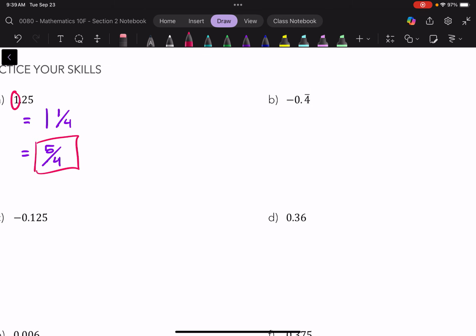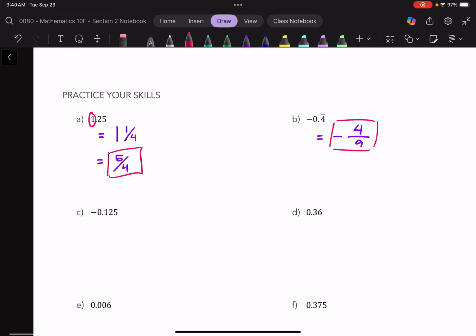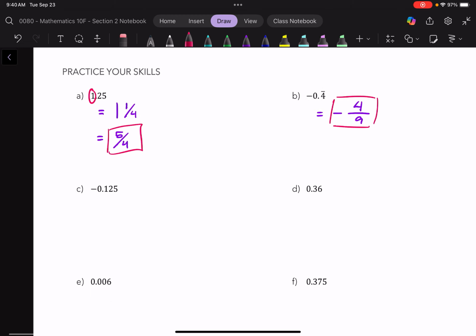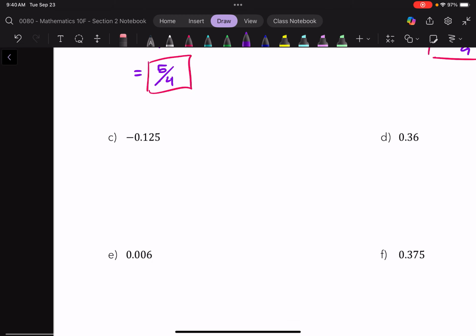B, I have a repeating decimal, and I'm going to have a fraction with a denominator of 9s. There's only 1 digit repeating, which means I only have one 9 in the denominator. The digit repeating is a 4, and my final answer could not be reduced. So this is what I've got, -4 over 9. The next one, again, I have a negative decimal, so I'm going to have a negative fraction. When I look at 0.125, I'm immediately thinking, hey, that's my sight fraction. My sight fraction is 1/8.